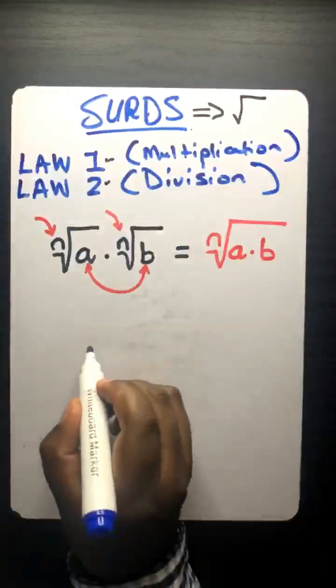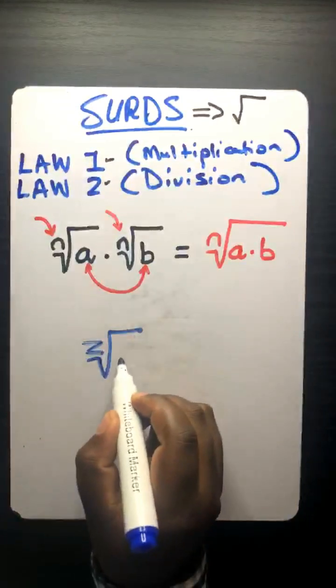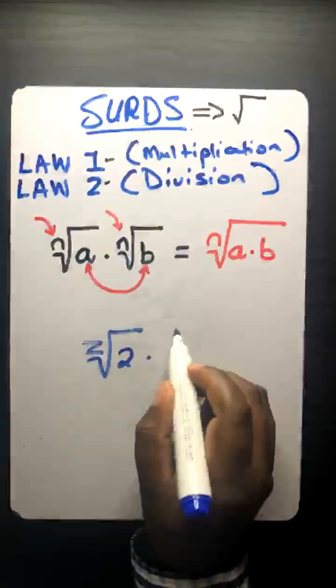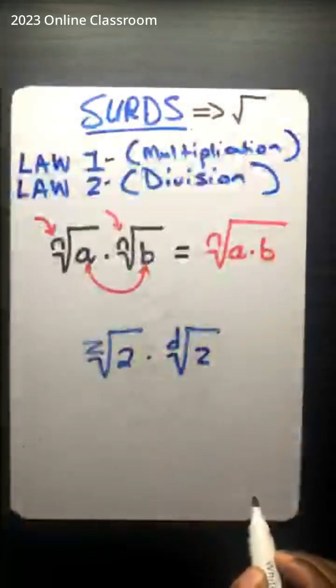Okay, maybe let's say we have Z for Zain, Z square root of 2, multiplied by D square root of 2.